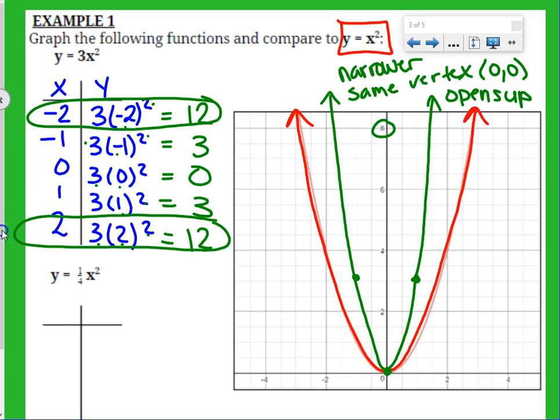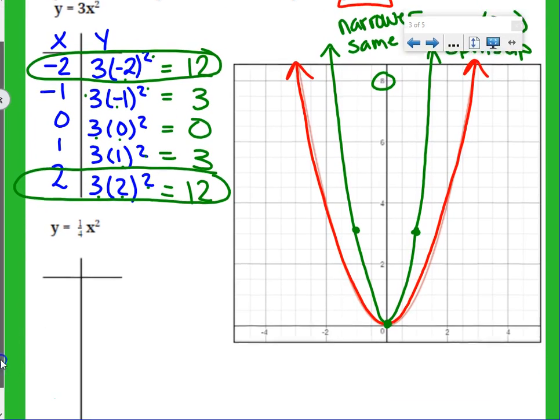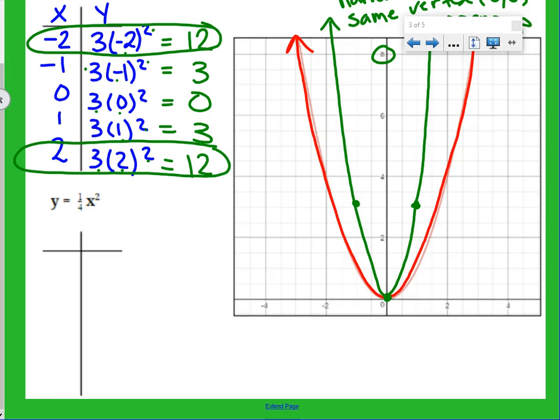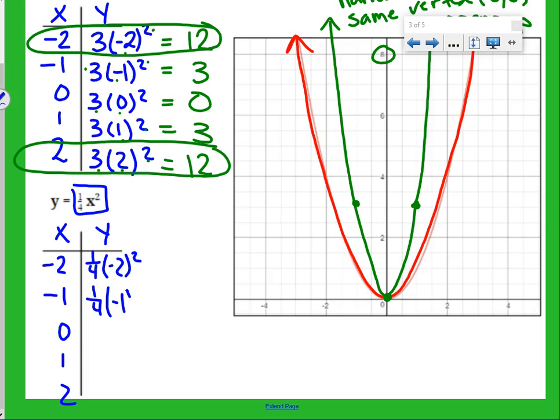Now for our next one, y equals 1/4 x squared. Again, set up that table, x and y. Put in our x values into our function. So we have 1/4 x squared, so 1/4 times -2 squared, 1/4 times -1 squared, and so forth.